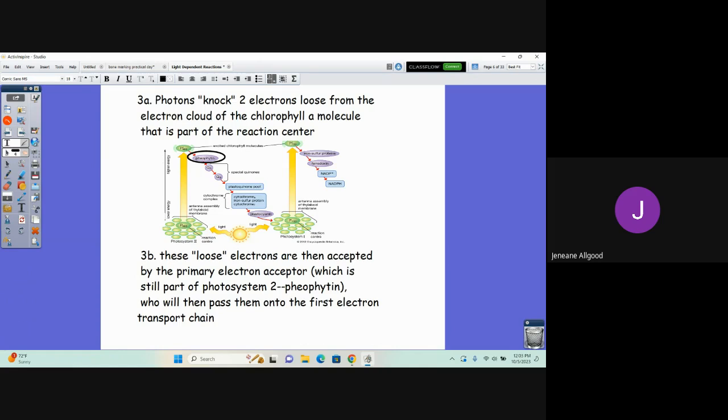Okay, so these electrons that were knocked loose, the first thing that's accepting them is called the primary electron acceptor, which is still part of photosystem 2, and it's called pheophytin. And then, pheophytin is not part of the first electron transport chain. It is part of the reaction center. And then pheophytin is going to pass those energized electrons onto the first protein in the electron transport chain.